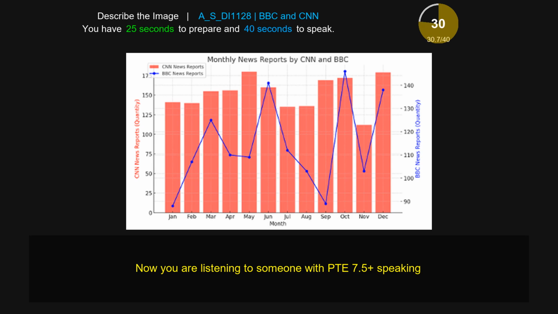So it can be noted that the maximum contribution is done by BBC News in the month of October and minimum in the month of January. And another highlighting feature is that CNN.